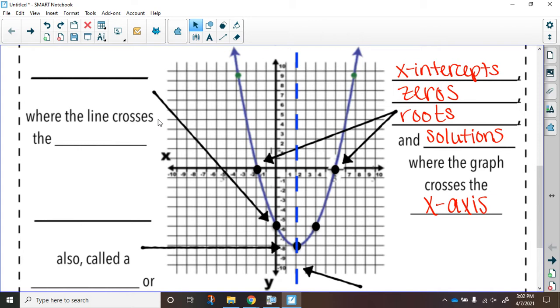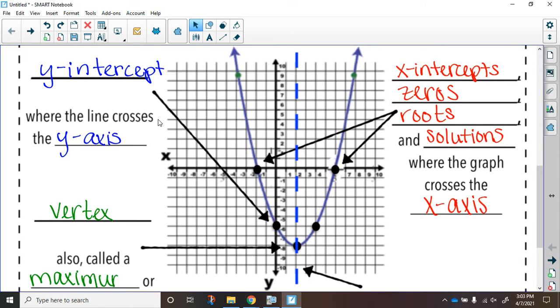The second key feature that I want to talk about, of course, is the y-intercept. And again, this is where the line crosses the y-axis. Third point is our vertex. This is also called our maximum or minimum.